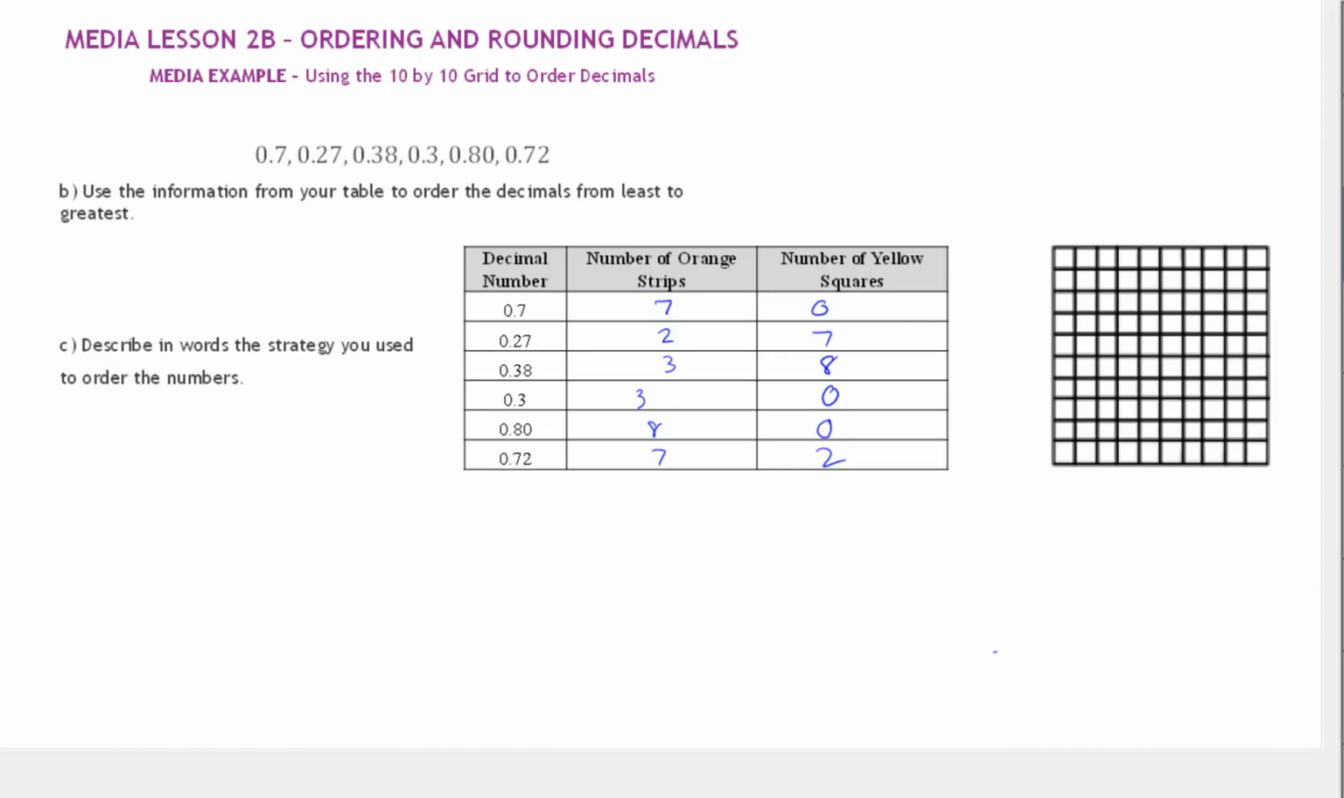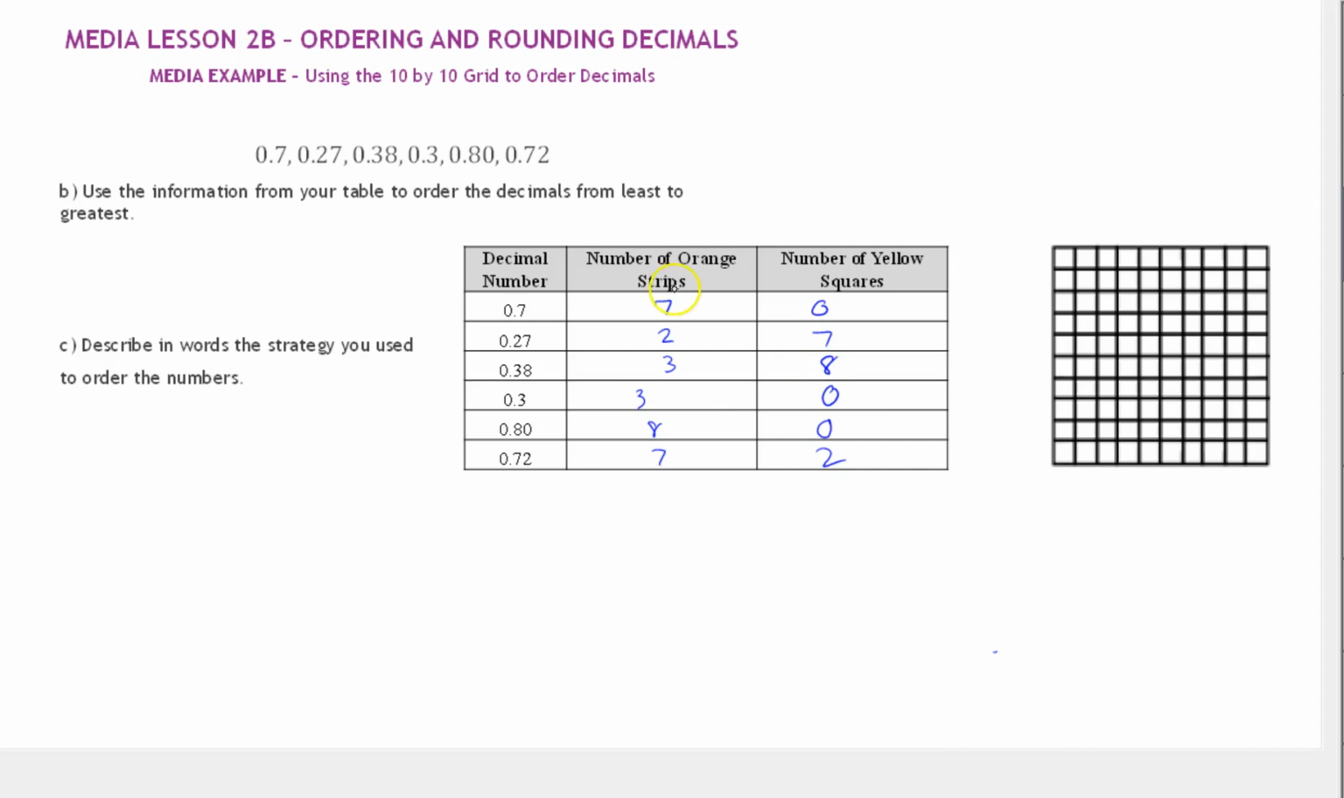Now we're going to use this table to order the decimals from least to greatest. So here's the table right here. One way we can think about this that's useful for putting it in this table is if we look at these numbers, remember 7 orange strips and 0 yellow squares is 70 yellow squares. So if we read this all the way to the number of yellow squares, then we'd have the same unit fraction, hundredths. So this is 70/100, 27/100, 38/100, and once they're all the same size, then we can just order them like we would order whole numbers.